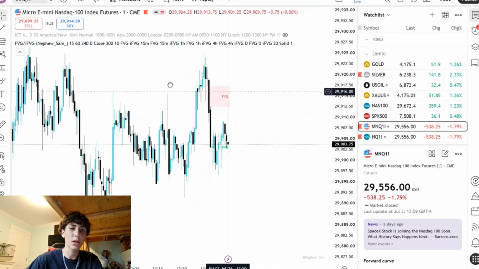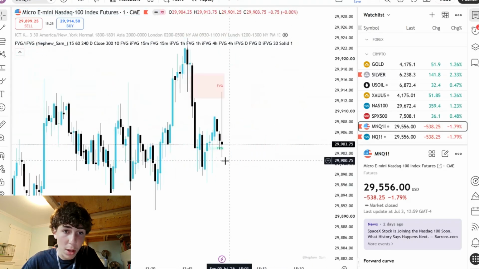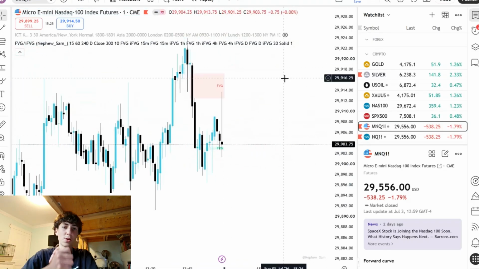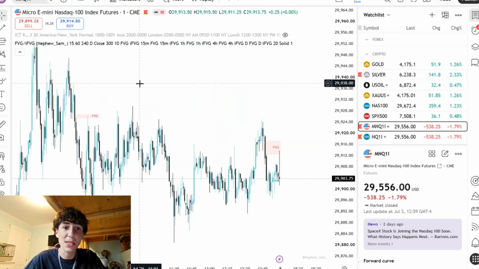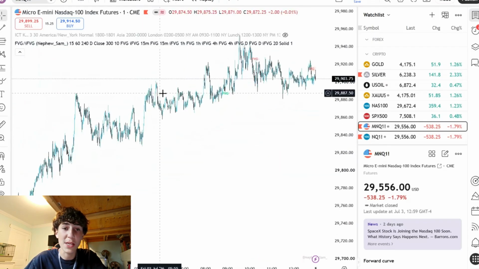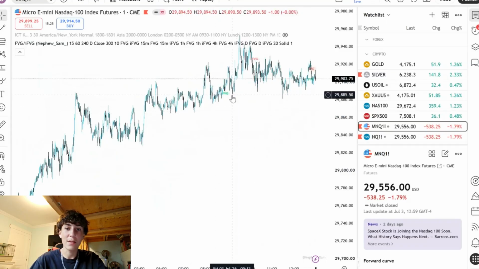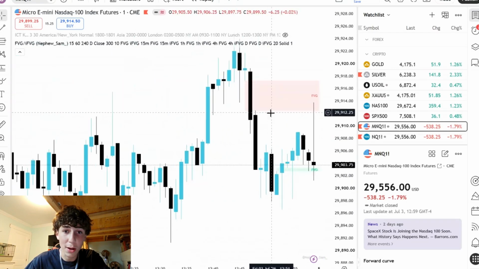So today market is closed, so that's going to be a lot easier for us. But yeah. So first things first. We're going to be talking about what is a fair value gap. A fair value gap is basically when the market moves so fast and volatile that it leaves a gap between two candles, which you can see right here.